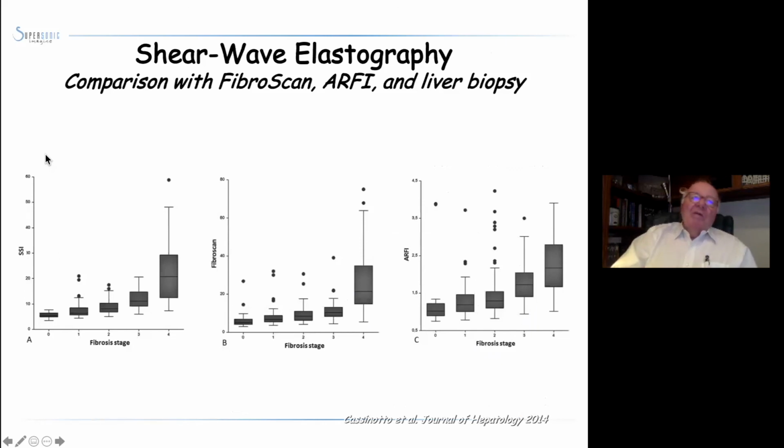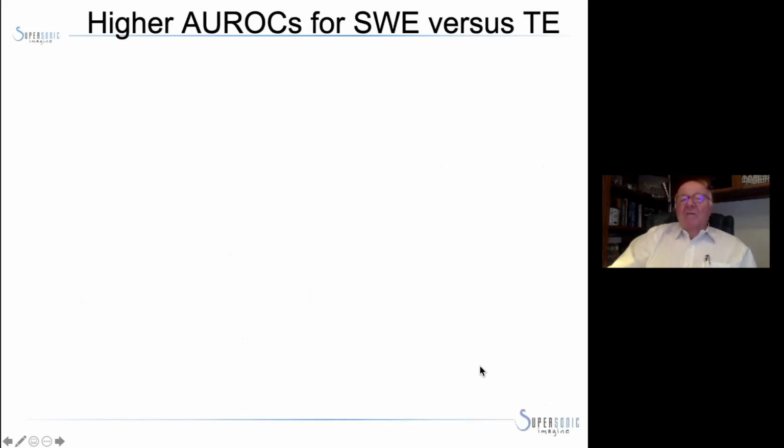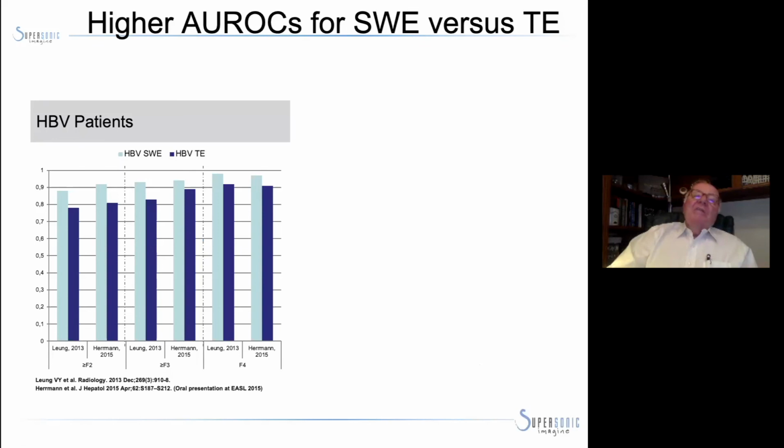Here is a comparison of FibroScan with shear wave elastography and with RFI. So first observation, we have fewer outliers in the measurement, which was done and published in 2014 in the Journal of Hepatology, and certainly much better differentiation of each of the stages compared to the other competitive method. And if one looks at the area under the ROC curve, looking at Hep B patients, light blue with shear wave and dark blue with transient elastography or FibroScan, we see that we have a bigger area under the curve in the case of shear wave elastography.